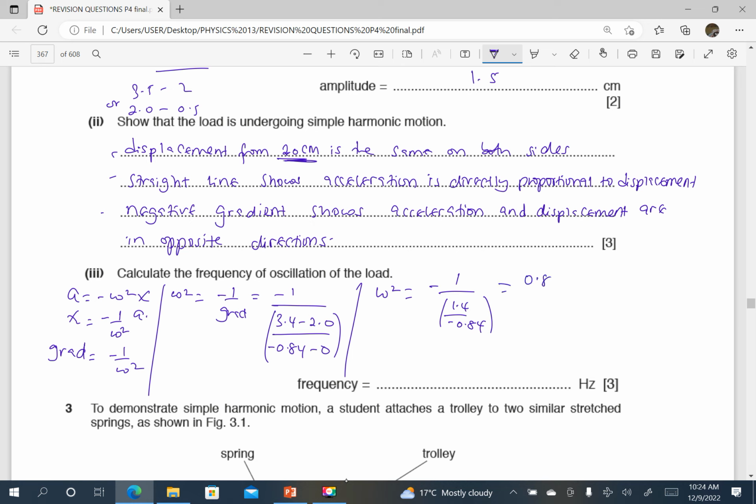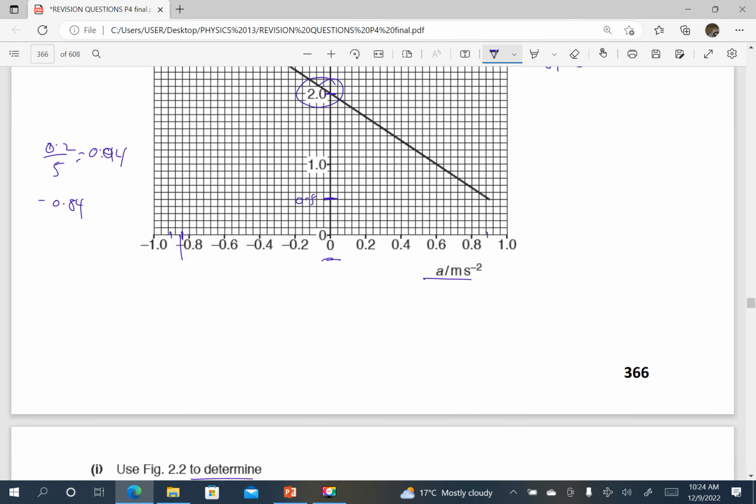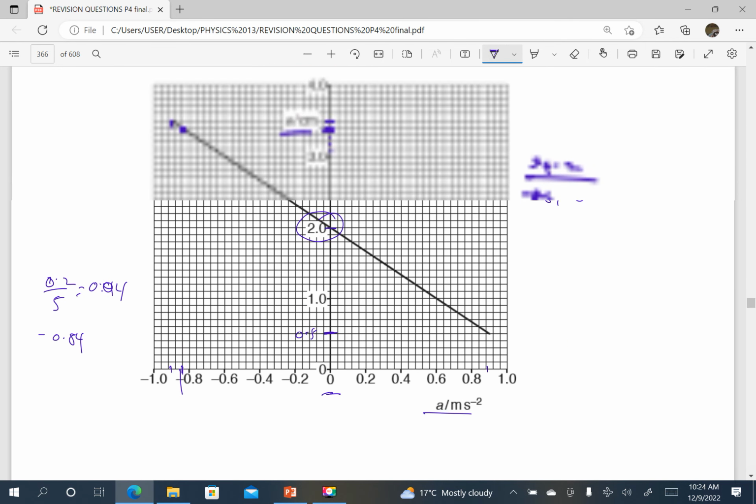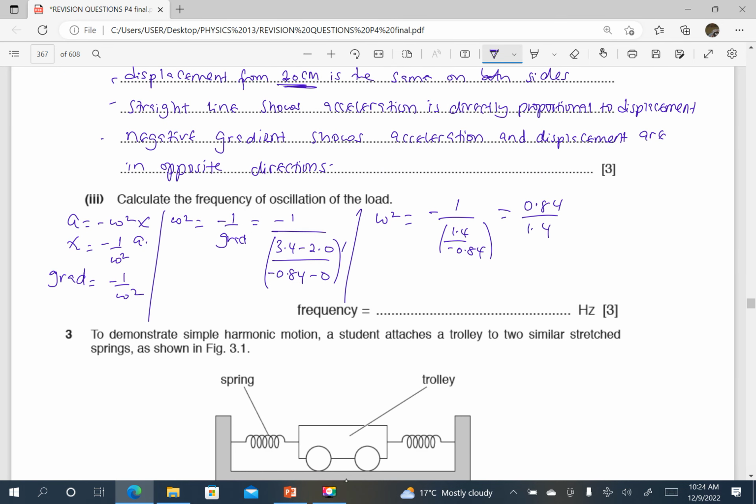So I have 0.84 divided by 1.4. Remember, the vertical axis was in centimeters, so I have to change this. This is supposed to be times 10 power negative 2. And I think this gives us 0.84 divided by 1.4, which gives us 60 as omega squared. That is 60.